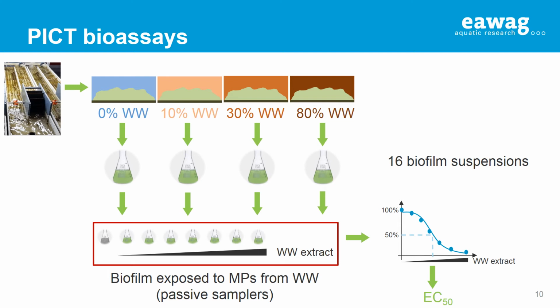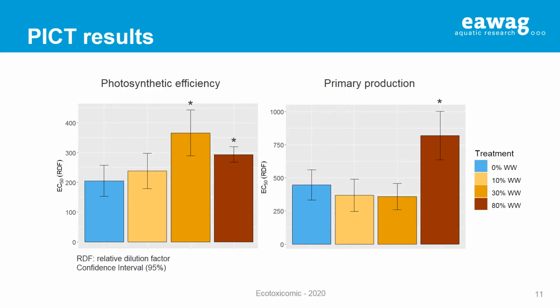However, we did not observe any inhibition of the secondary production, but we obtained dose response curves and EC50 values for each river wastewater mixture only for the 2 phototroph endpoints. And here are the EC50s that we obtained, either by measuring photosynthetic efficiency or primary production. The results are expressed as relative dilution factor in comparison to the pure micropollutant extract from passive samplers.